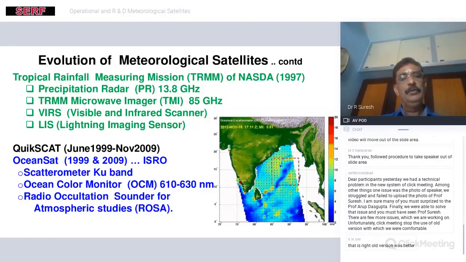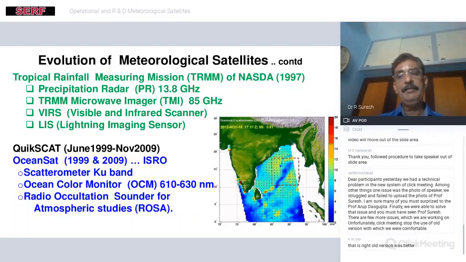From that time onwards, now we are switching over to the 1990s. The Tropical Rainfall Measuring Mission, TRMM, satellites by NASA and Japan. They had collaboration with NOAA also. In 1997 it started. It carried a payload of precipitation radar at 13.8 gigahertz, TRMM microwave imager at 85 gigahertz, a visible and infrared scanner, and a lightning image sensor as payloads. A very successful story.